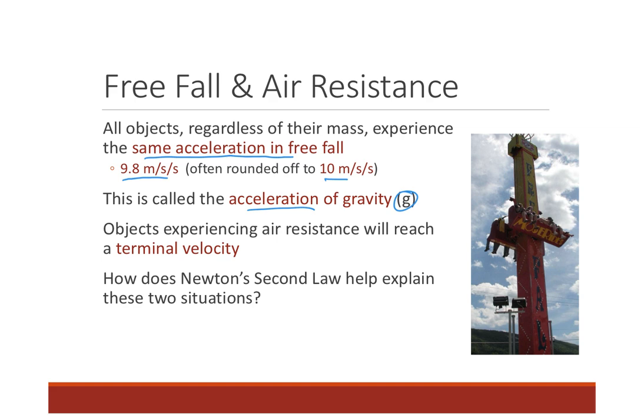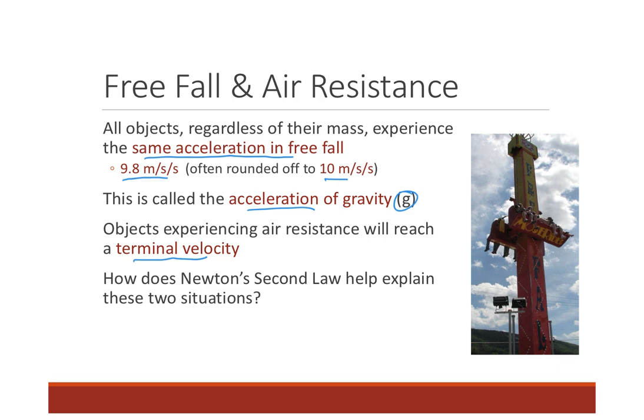Objects that are in free fall where air is present will reach what is known as a terminal velocity, or an ending velocity, where acceleration will stop occurring. They will still have motion, but they will not be getting any faster. So how does Newton's second law help explain these two situations that we see, that all objects will fall at the same acceleration and that terminal velocity will be reached?